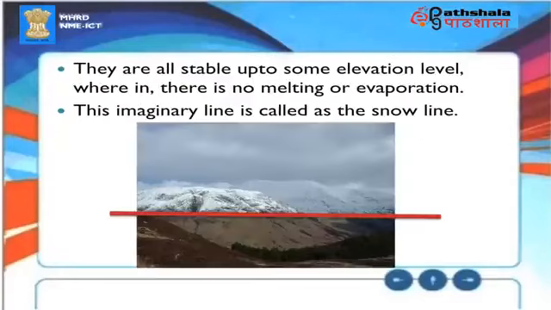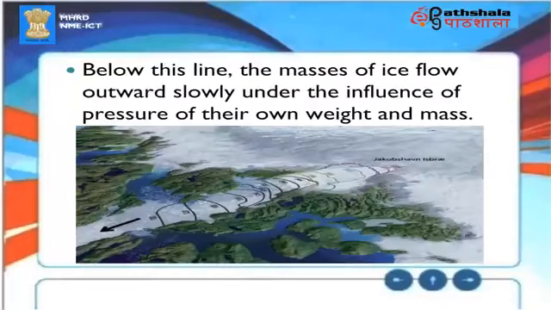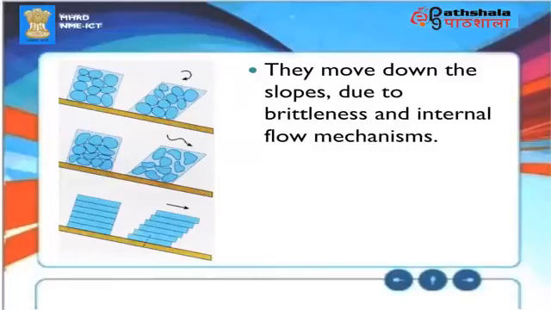They are all stable up to some elevation level, wherein there is no melting or evaporation. This imaginary line is called the snow line. Below this line, the masses of ice flow outward slowly under the influence of the pressure of their own weight and mass. They move down the slopes due to brittleness and internal flow mechanisms.